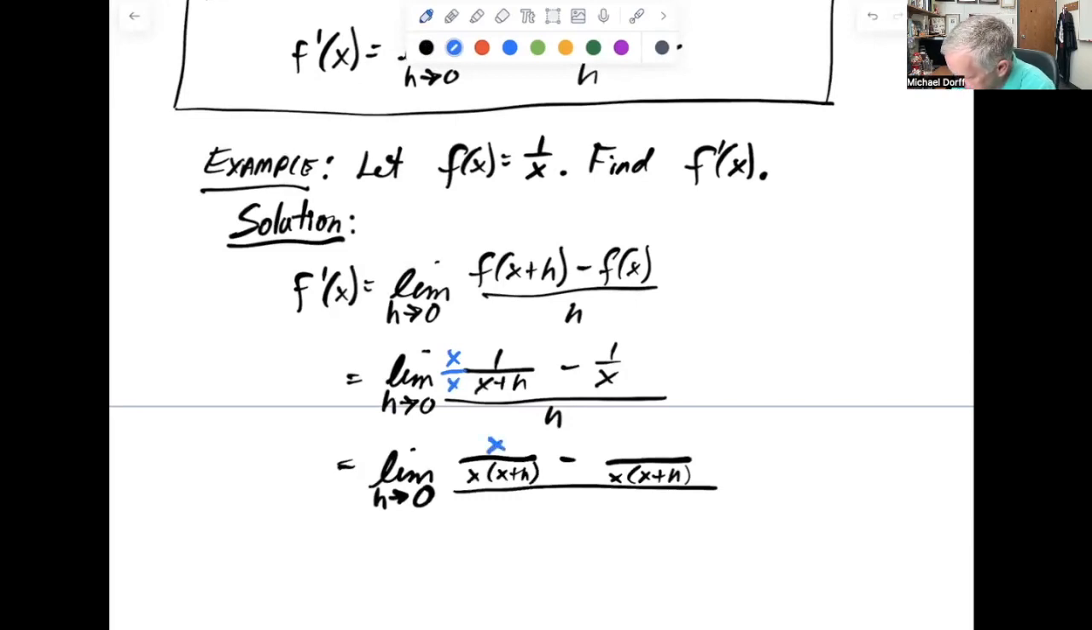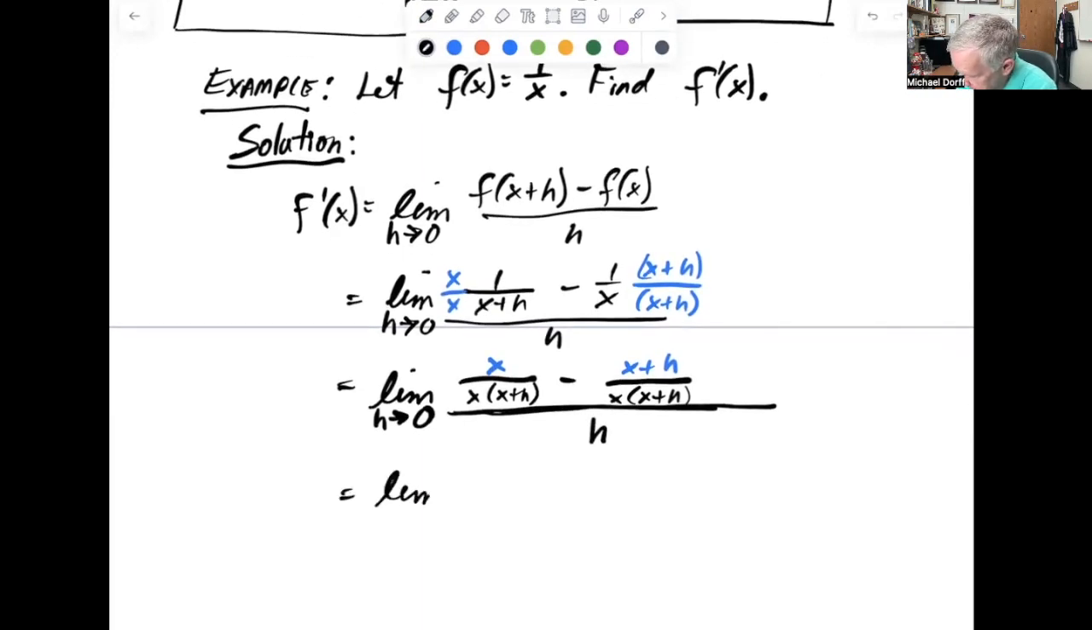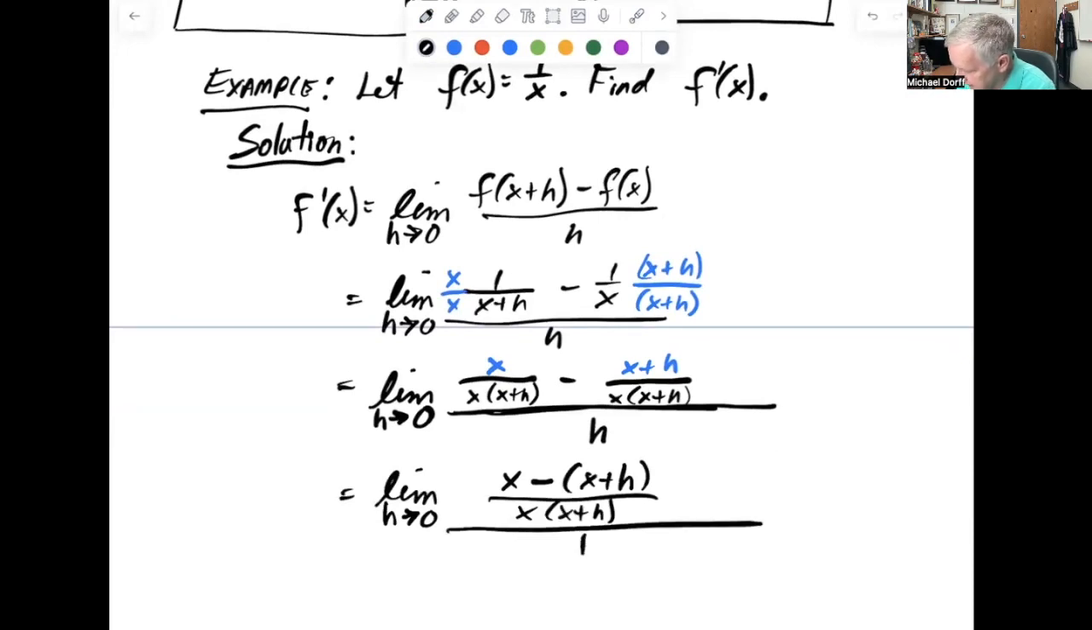And in the second fraction here, I need to multiply the denominator by x plus h. So I need to multiply the top by that same amount. And I'm going to have x plus h there. And that's, again, all over h. And so now I've got two fractions in the numerator. So I'm going to combine them and rewrite that as one fraction in the numerator. And I get x minus (x plus h) all over x times (x plus h). And that's all over h.